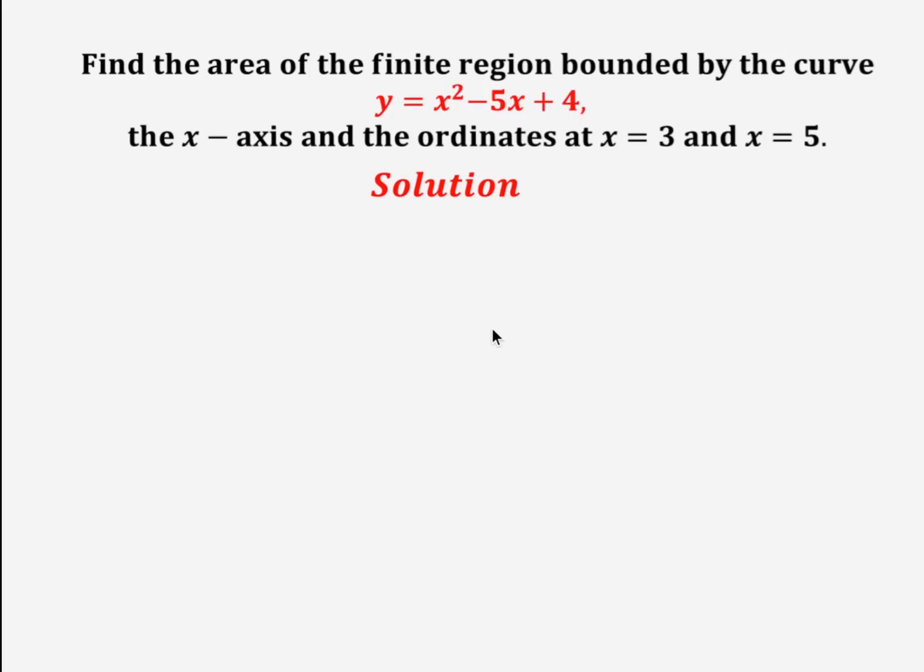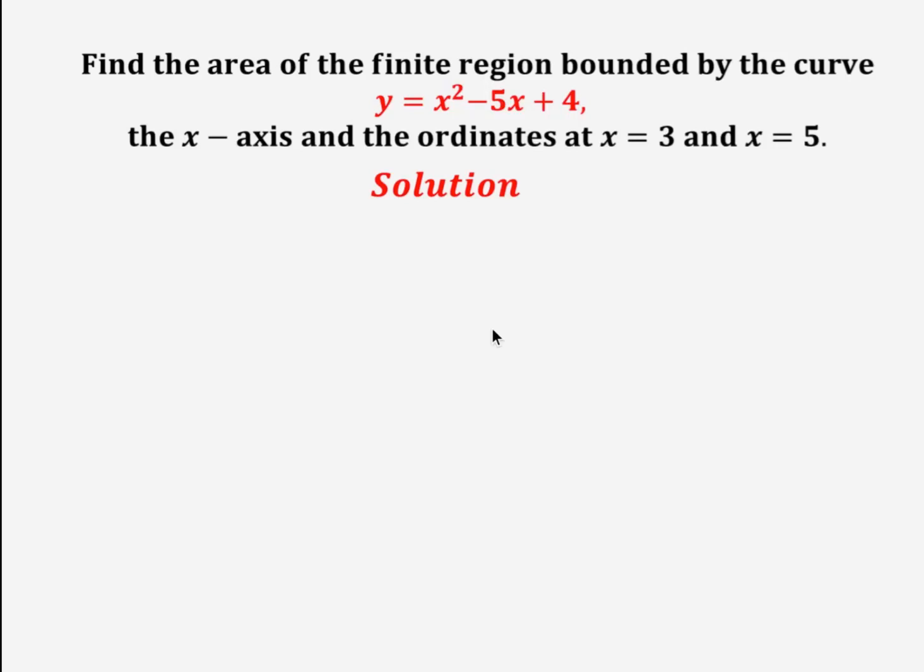Hi, today we look at one of the applications of definite integral. The question says find the area of the finite region bounded by the curve y equals x squared minus 5x plus 4, the x-axis and the ordinates at x equals 3 and x equals 5.